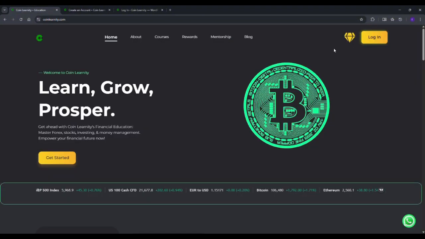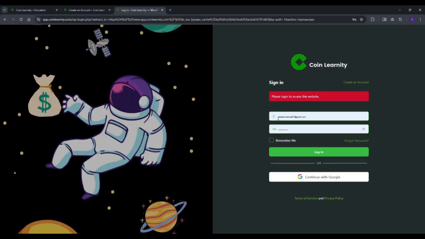Now, going back to the home page, I want to log into my account. If you want to log in, you need to come over here and click on the login button. Clicking on the login button is going to take you to this page where you need to fill in your email address and your password. But for me, I created this account using Google, so I need to come over here and click on continue with Google and give that time to load.